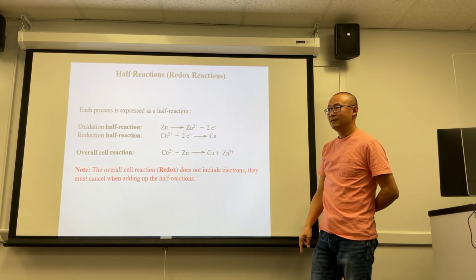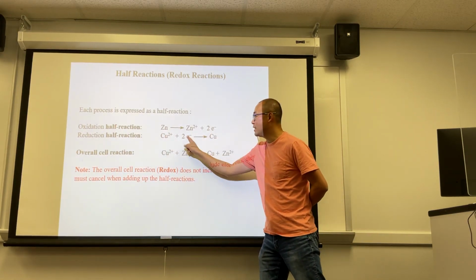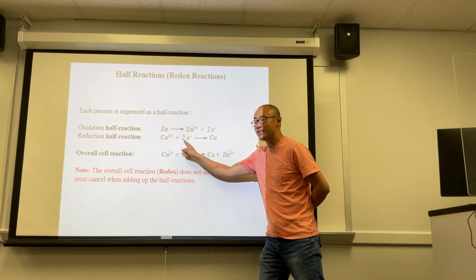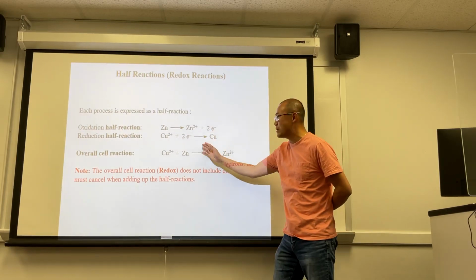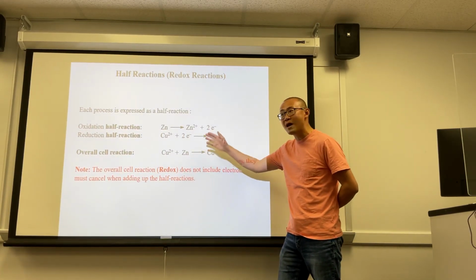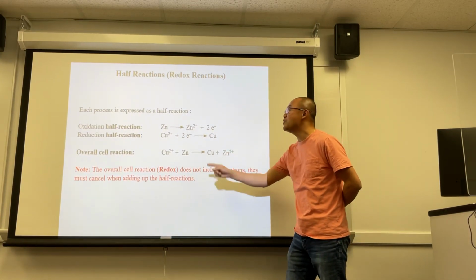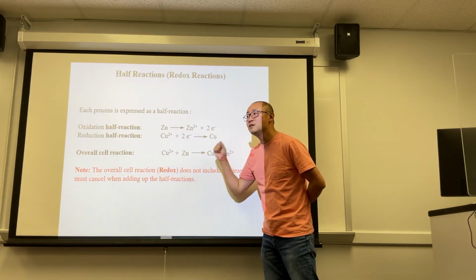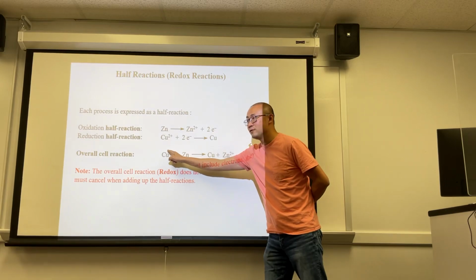What happened? When you add them together, electrons are both on what? On the left side of the arrow and also what? On the right side of the arrow. So we cancel the electrons on both sides. This is what we got. That's why in the overall reaction, you don't see the electrons, but you know the electrons are actually what? Transferred. From where to where? From zinc to where? To copper.